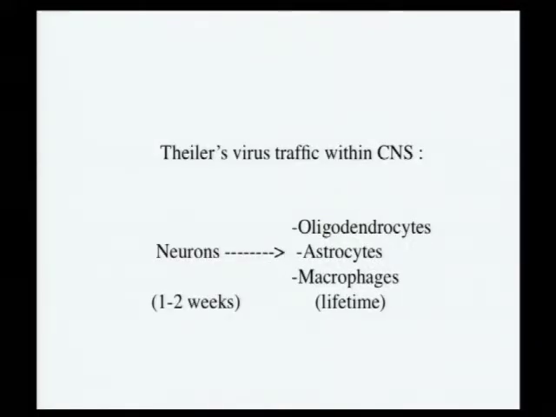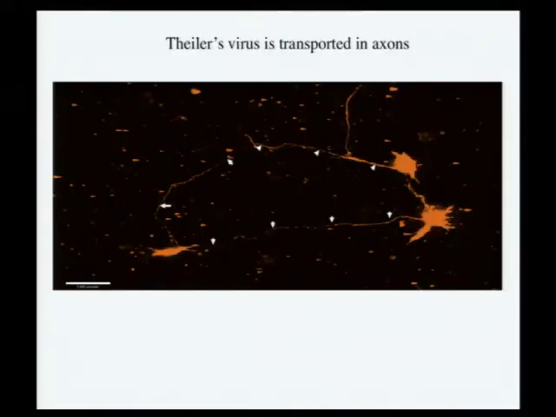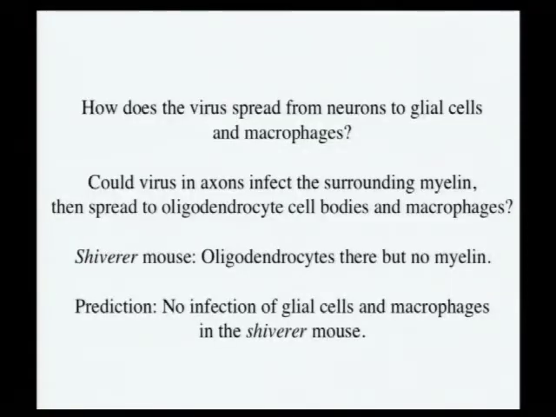Now, the question I'd like to address here is how does the virus traffic within the CNS? I say it infects neurons first, and it persists for a lifetime in some mice which are genetically susceptible. How does it go from the neuron to the astrocyte, to the oligodendrocyte, to macrophages? Well, we know from a lot of work, some old, some more recent, that Theiler's virus is transported into the axons. This is tissue culture neurons, detecting the capsid of the virus, and you can follow the capsid all the way down some axon, which can also be characterized by double labeling with axon-specific markers. So we know the virus traffics down the axon.